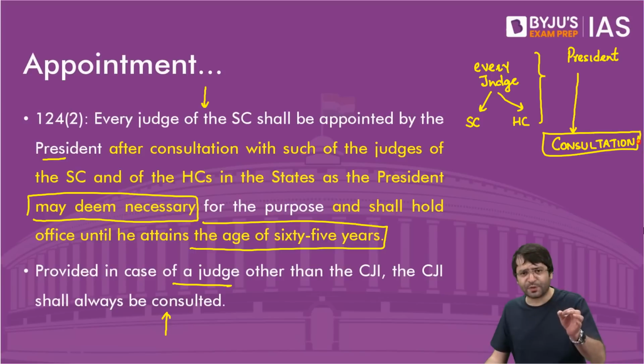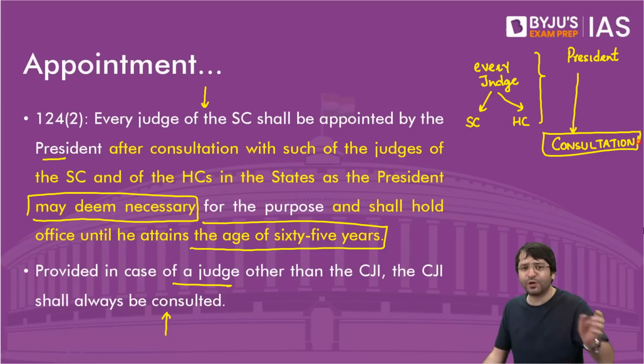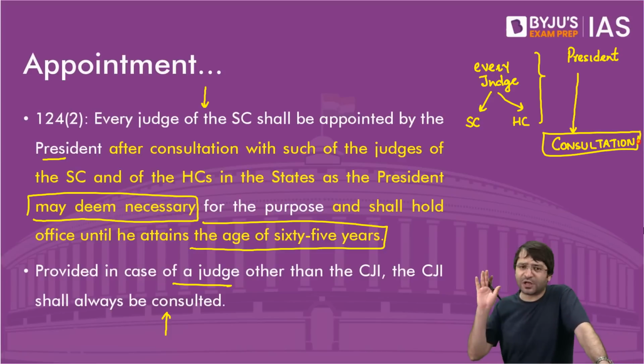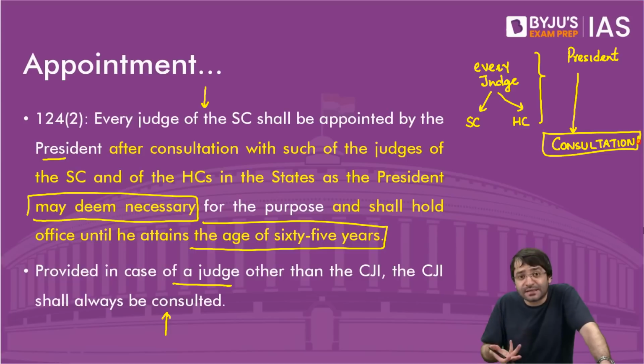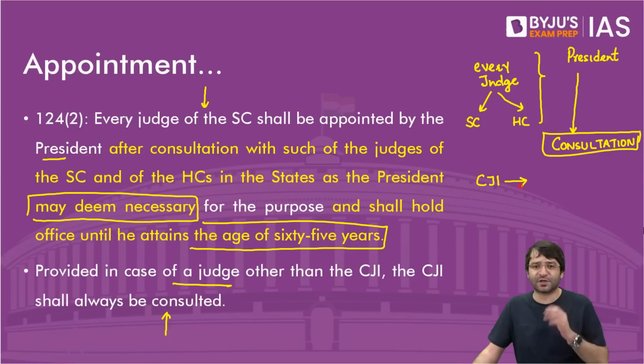Every judge of the Supreme Court or High Court will be appointed by the president, and president will consult. Now, who is this president going to consult? Such of the judges of the Supreme Court or High Court as he may deem necessary. Which basically means, if the president has to appoint Chief Justice of India, the president can appoint me as the Chief Justice of India. Come, you are appointed as the Chief Justice of India.